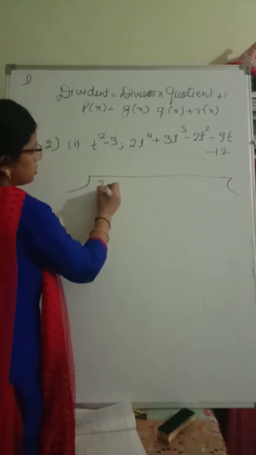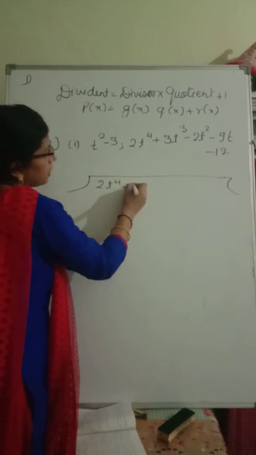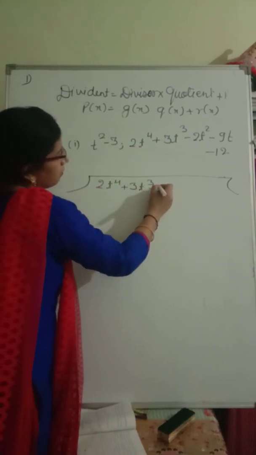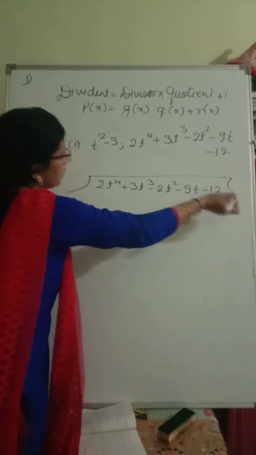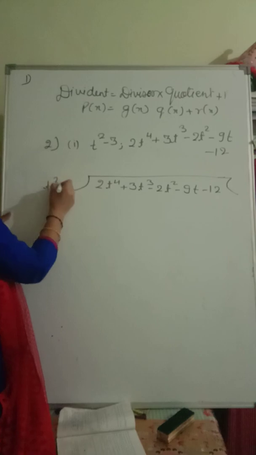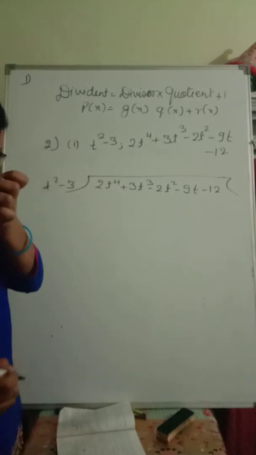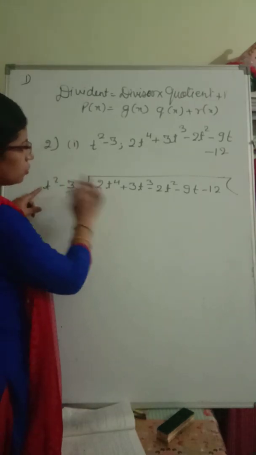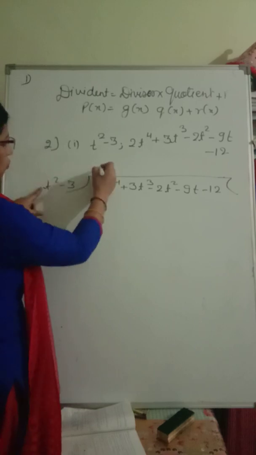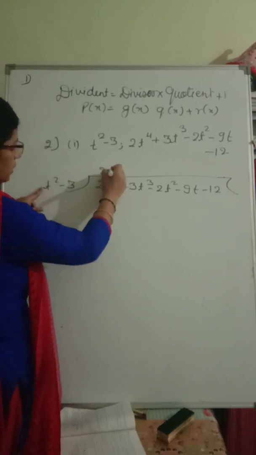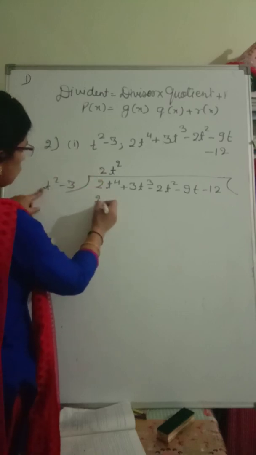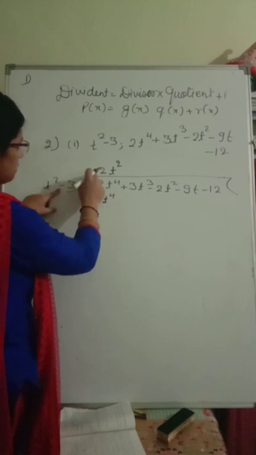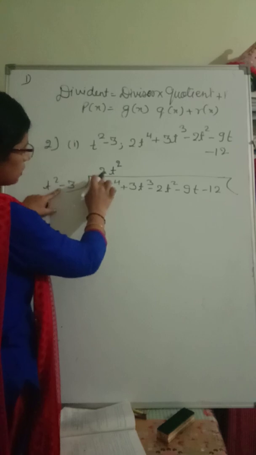Inside that we will write 2t raised to the power 4 plus 3t cube minus 2t square minus 9t minus 12. Here we will write the divisor t square minus 3. Very first, what do we want? We want 2t raised to the power 4. So to make 2t raised to the power 4, we multiply 2t square by t square. So 2t to the power 4 minus 6t square.